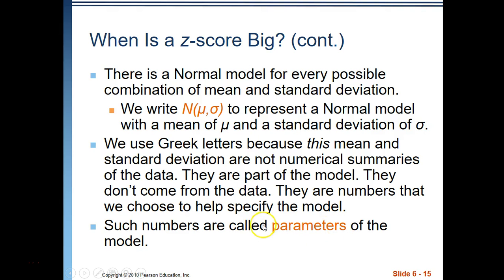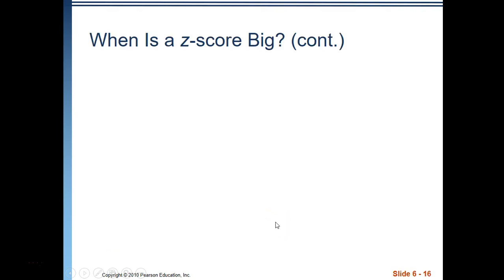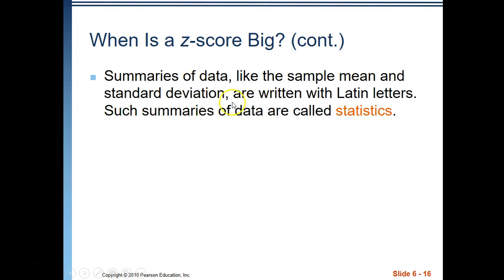Parameters deal with the population. Notice I'm talking about the population, the parameters. We hit on these ideas before, and that's why I keep spiraling back to what we're talking about here. Okay, summaries of data like the sample mean and standard deviation are written with Latin letters rather than Greek letters. Such summaries of data are called statistics, summaries of data or samples. And that's why, depending on who's going over what, how you explain it, and which books you're using, I try to go over an overview and then show it to you again, how even the book is showing it to you.